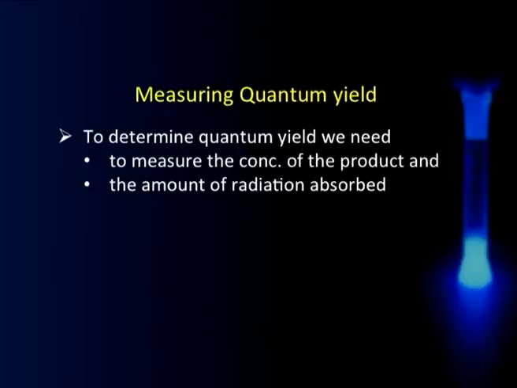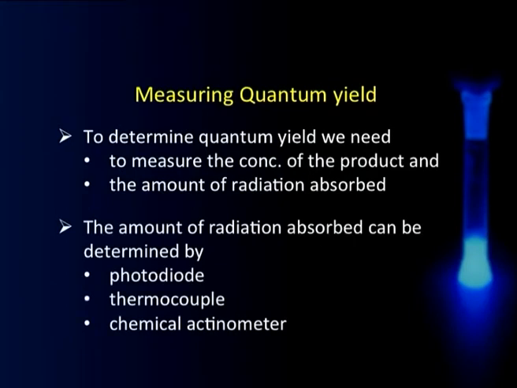But how do we measure the radiation? That is very important here. That is what we are going to focus on now. The measurement of radiation can be done by a variety of tools. There are a number of detectors available. One of them happens to be a photodiode, or a thermocouple, or a chemical actinometer. We will talk about the chemical actinometer.